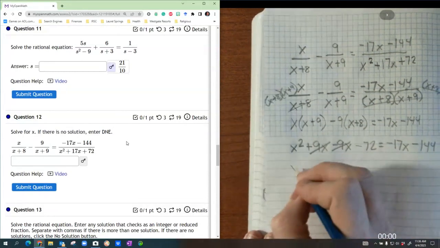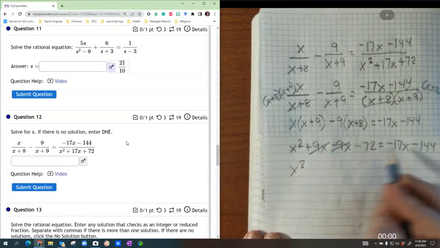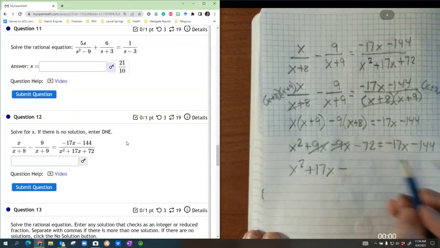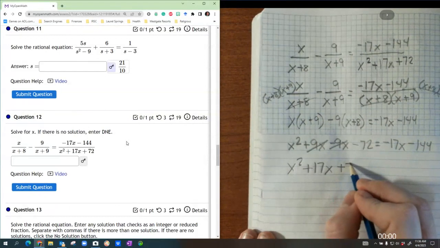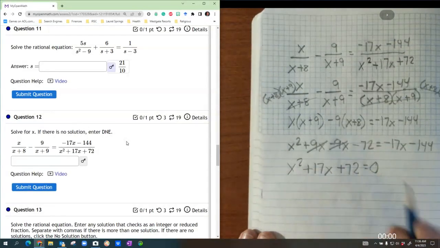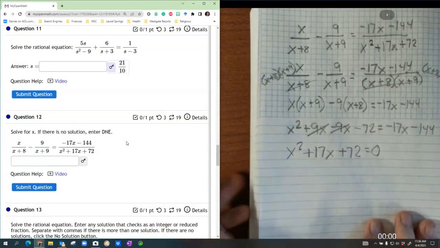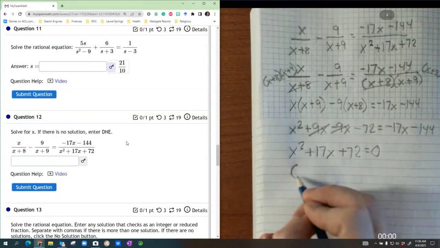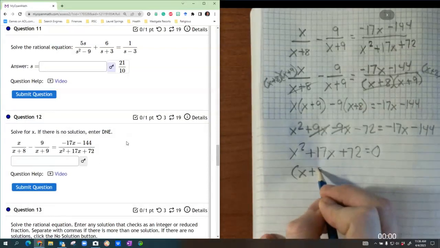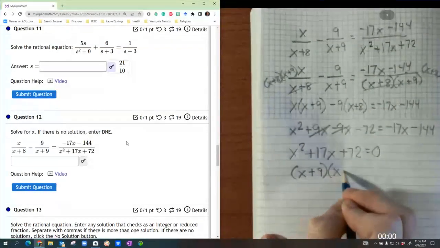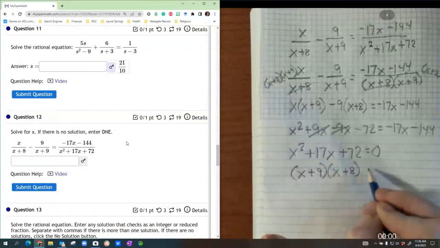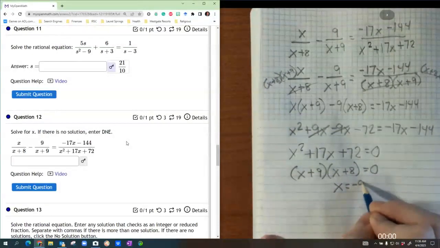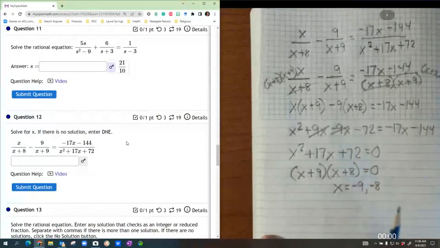So I have x squared, and then this comes over as positive, and then I have a positive 72 equals 0. And then 9 times 8 is 72. That adds up to 17. So my answers are x equals negative 9 and negative 8.